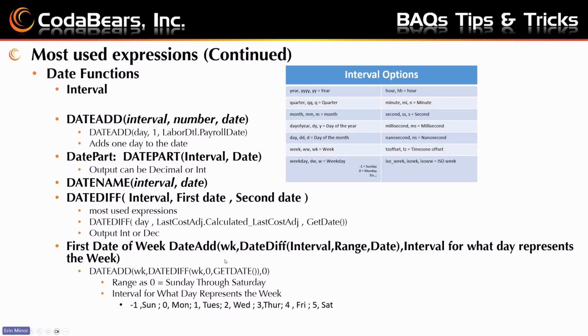Okay, and then first date of the week, this one is really great. A lot of people want to know what's that first Sunday, first Monday. It's a Sunday through Saturday range, and then this part here you can choose what day represents the week. So this one is get date, and you would put your date in this get date area. And at the end, you can choose to identify this date as being part of a week based on it's Sunday, Monday, Tuesday, Wednesday, Thursday, Friday, or Saturday, based on what number you put here. It's really great. I use that one a lot.